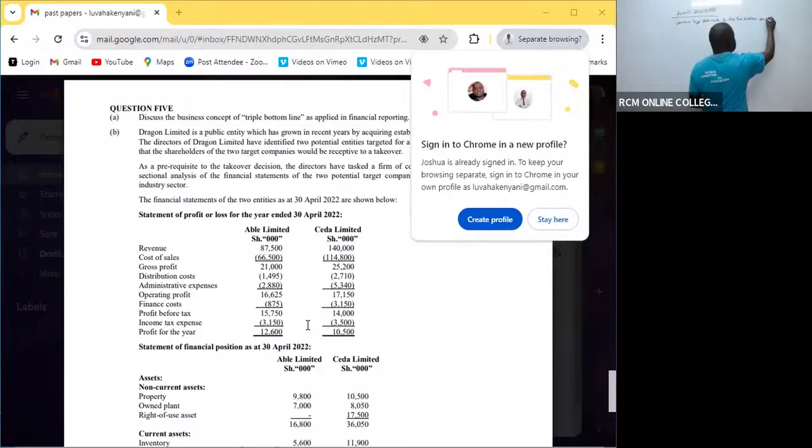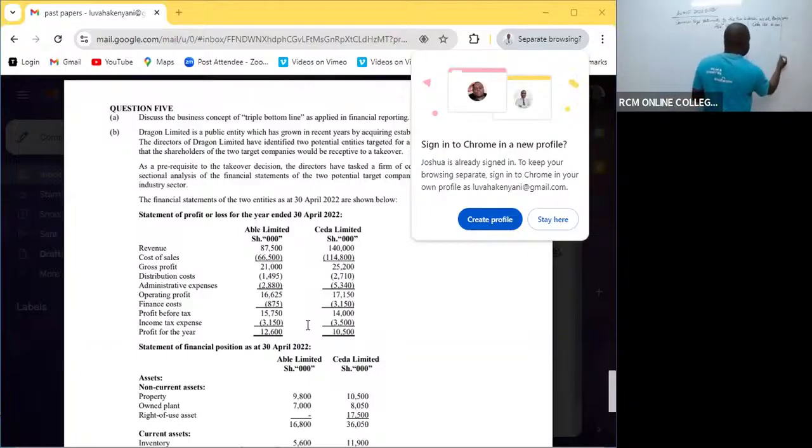As at 30th of April 2022. So we have two companies here. We have Able Limited. We'll start with the income statement, so that is Able Limited. And of course, in this case, we have SEDA Limited. Our amounts in this case are in shillings of thousands.